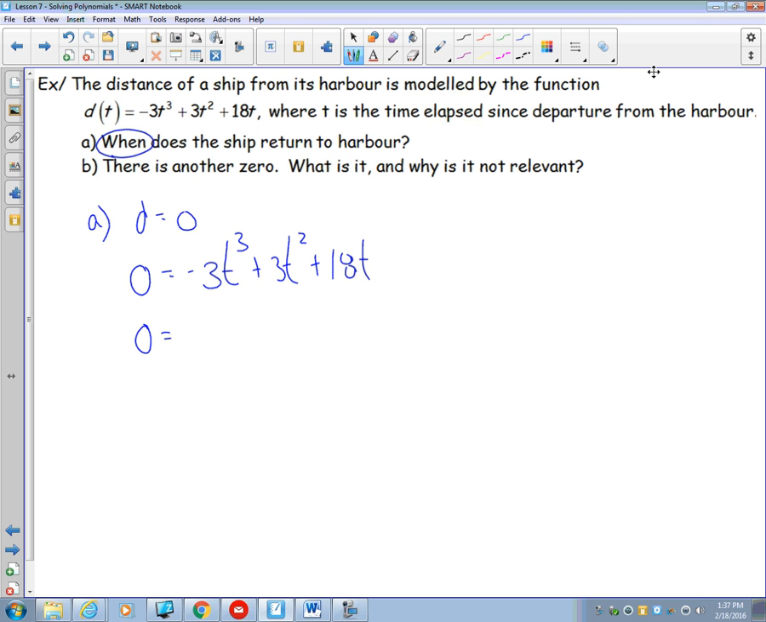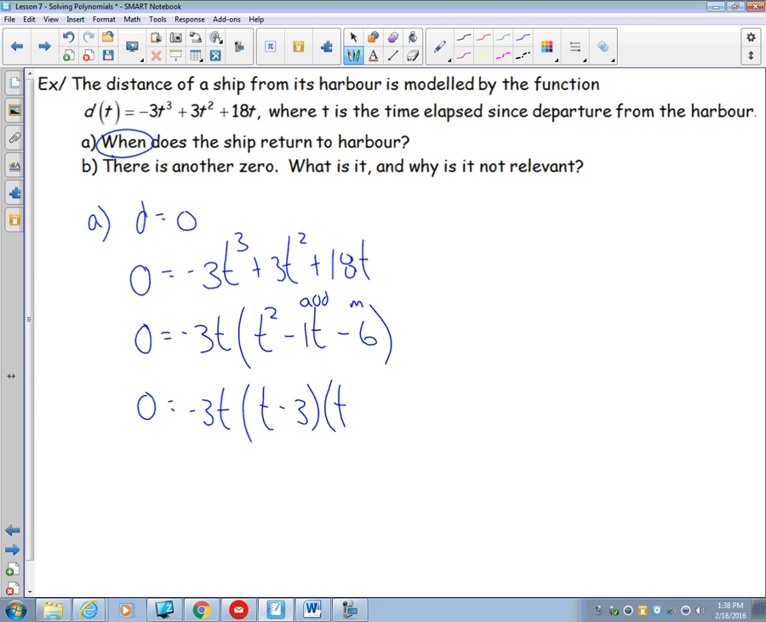I notice they all have t's in them, and they're all divisible by 3. I'm going to take out a negative 3t to make my squared term a positive. I like squared terms being positive, my biggest exponent being a positive. If I divide everything else by negative 3t, I'll end up with negative 1t and negative 6. I check my bracket, can I go further? It looks like a simple trinomial. It adds to negative 1, multiplies to 6. Negative 3 will work, and positive 2.